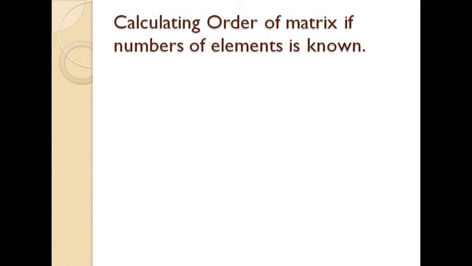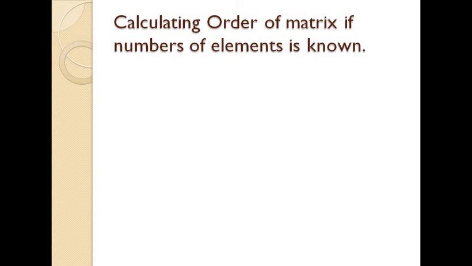Now let's see how to calculate the order of a matrix if the number of elements is known. Suppose someone has given that I have got this many elements and you have to arrange them in a matrix, so what will be the order of the matrix? If you want to convert a given number of elements into a matrix, it is not necessary that there will be a single combination. I repeat, there can be more than one combination of those elements.